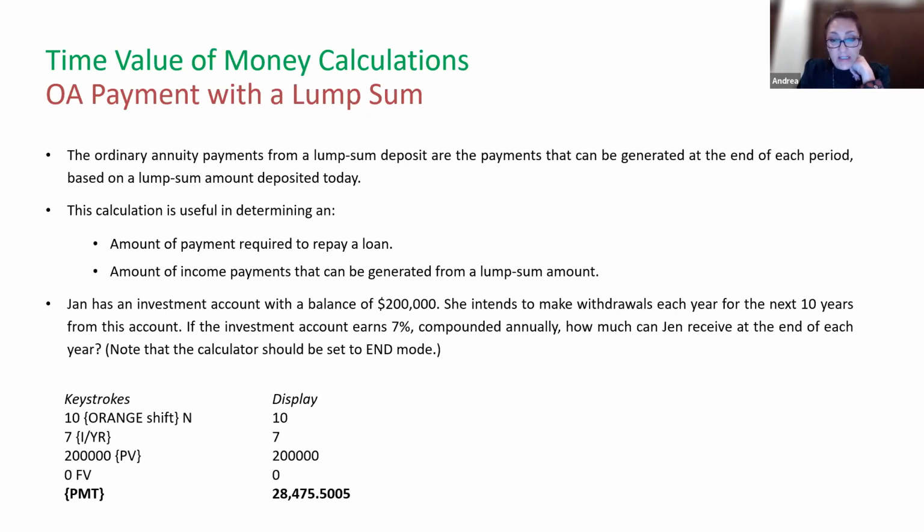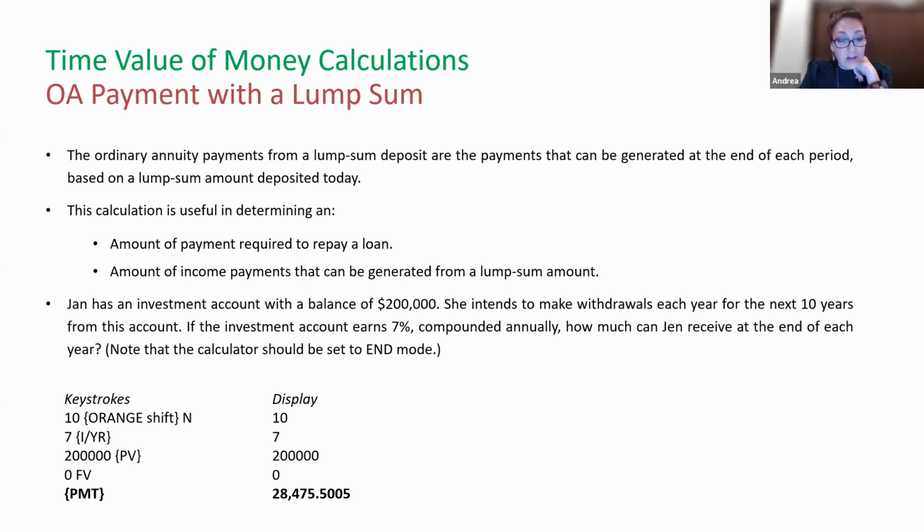If the account is earning 7% compounded annually, how much can, it should be Jan, not Jen, but how much can Jan receive at the end of the year? Okay, so this is again going to be set to end mode. Okay, and here are the keystrokes. So this is just an example, and then we're going to actually do the keystrokes on the next slide.